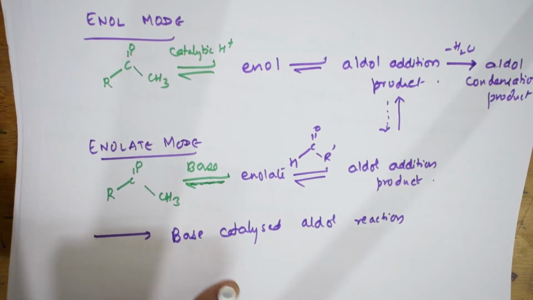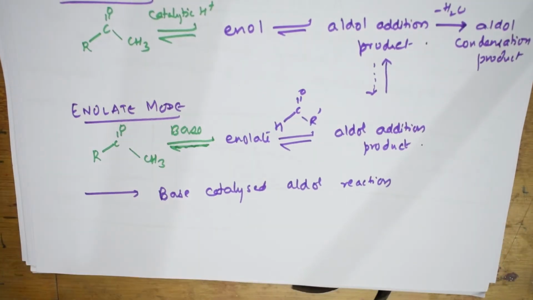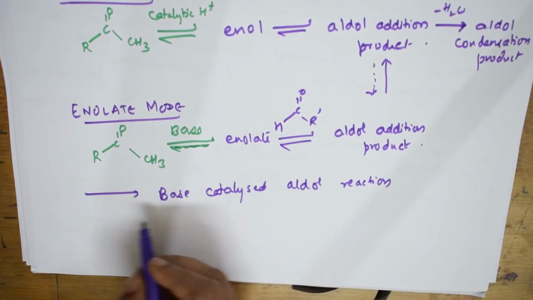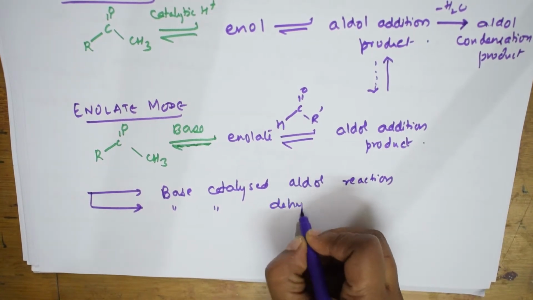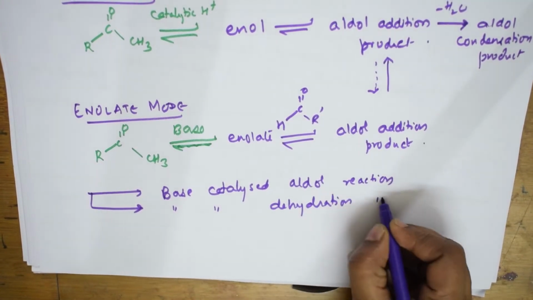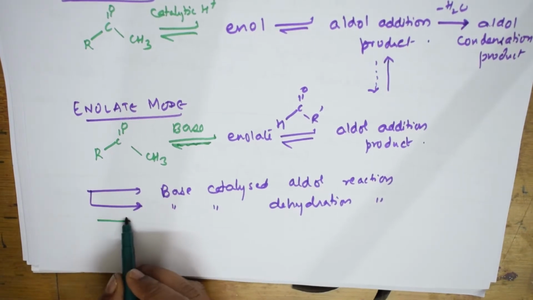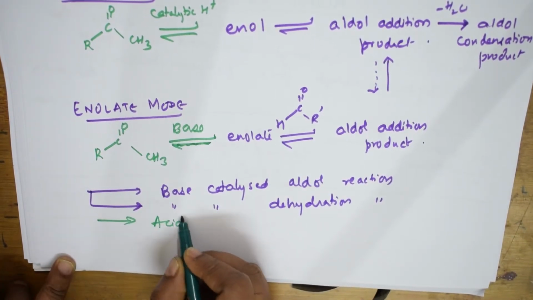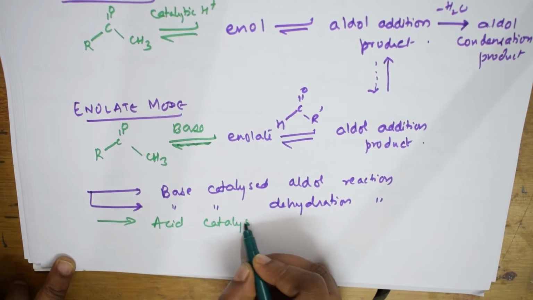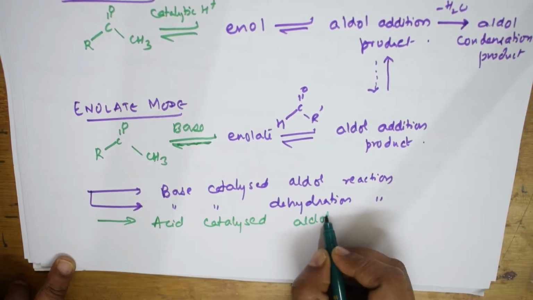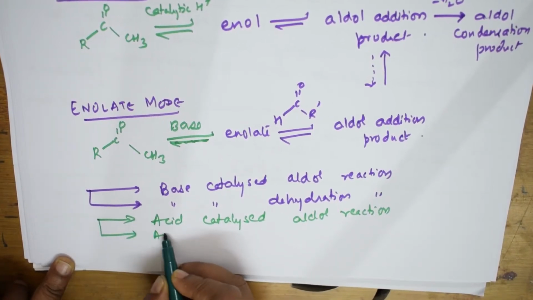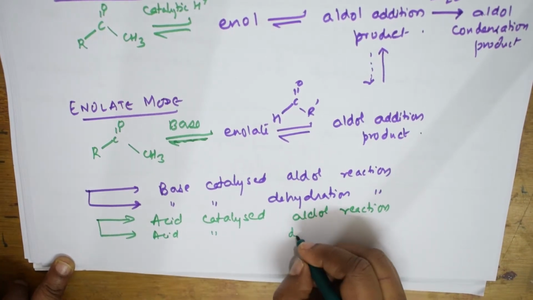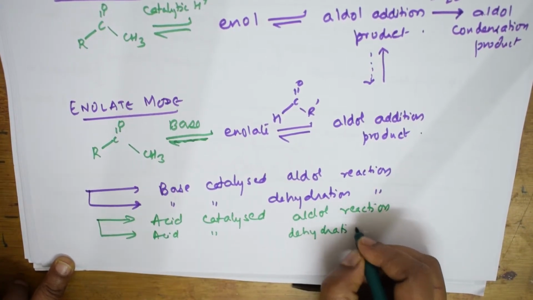As I told you, after the aldol product is formed, you are supposed to do the dehydration. So here after this you will also have base catalyzed dehydration reaction. Right. One more we can also do, that is acid catalyzed aldol reaction. This is one, and the next would be, as I told you, acid catalyzed dehydration. This is done, students. This is understood.